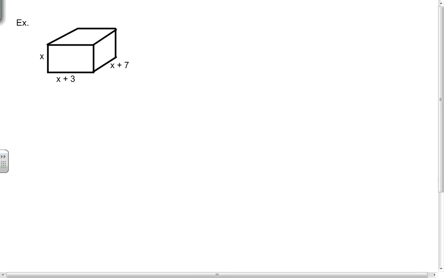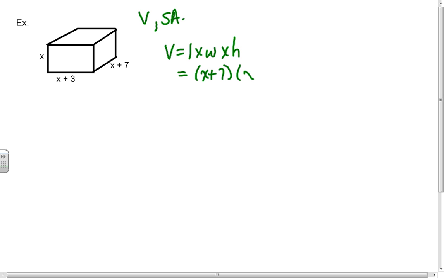For the following rectangular prism, I am going to find the volume and the surface area. So first thing that I need to do is recollect what the formulas are for volume. It would be length times width times height. Right off of your test question. So for my length, I have x plus 7, width x plus 3, and height x.